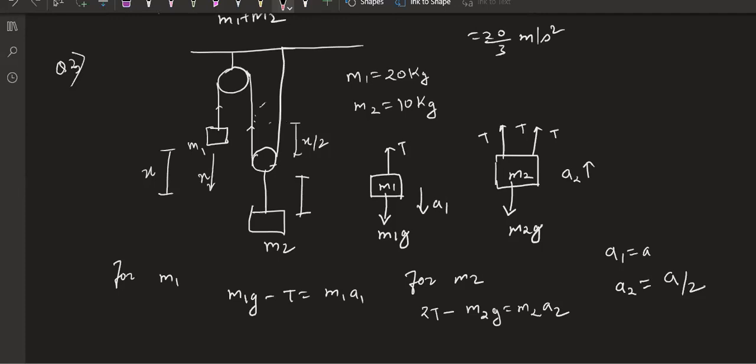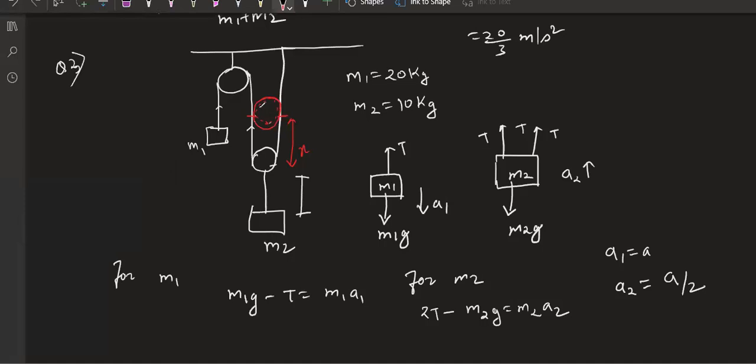Suppose this pulley will move up by x distance. This is your x distance. Just imagine. This is your x distance. Remove this. All of you imagine this.